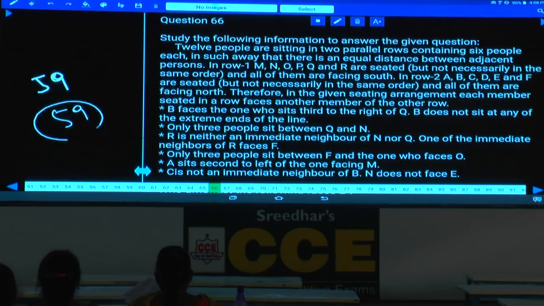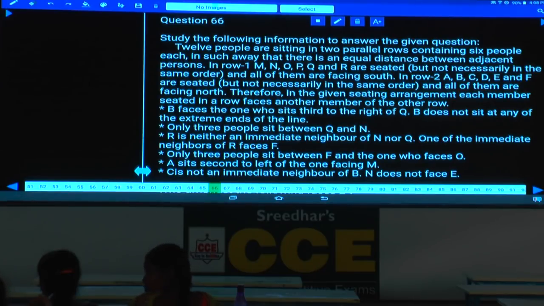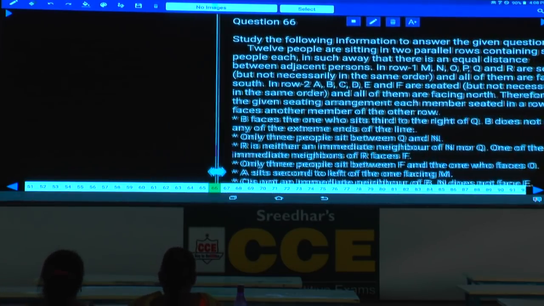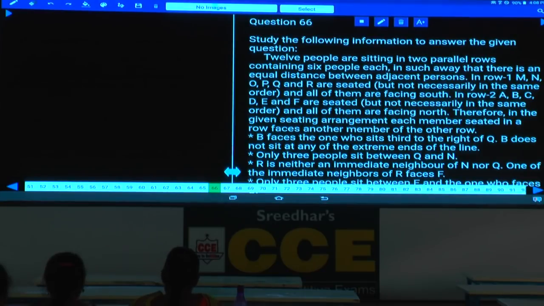Paper number 59. Question number 66 to 100. Now in this question number 66 to 100, how many persons are there? In total we have 12 persons. 12 people are seated in two parallel rows, containing 6 people each.